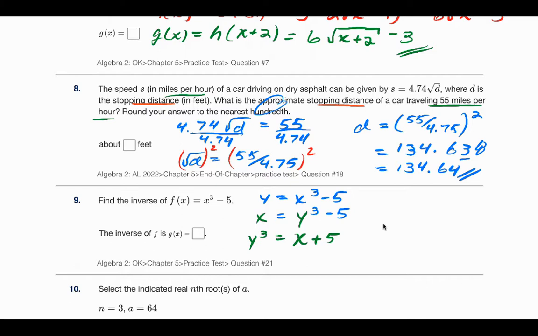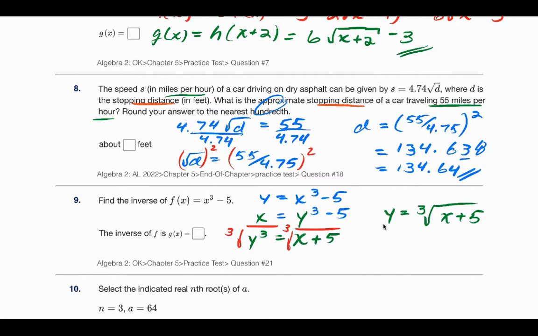And once I see that, how do I undo a cube? I just told you earlier as a hint. To get rid of a cube, I'm going to cube root it. So if I cube root one side, I cube root the other side. That'll tell us our y is equal to the cube root of x plus 5.